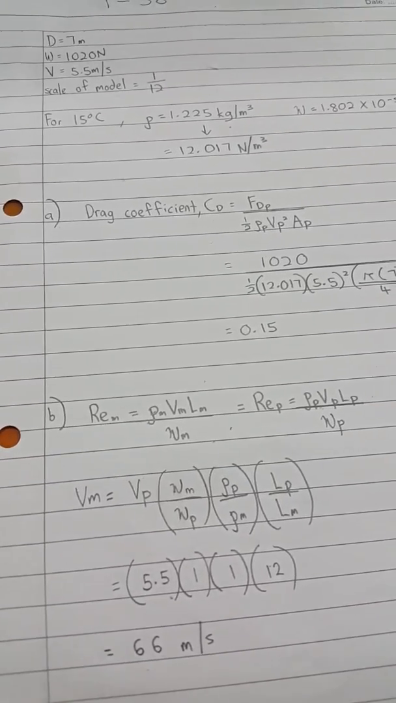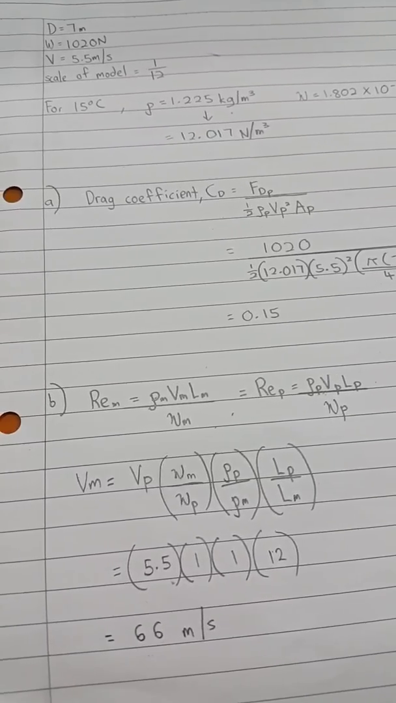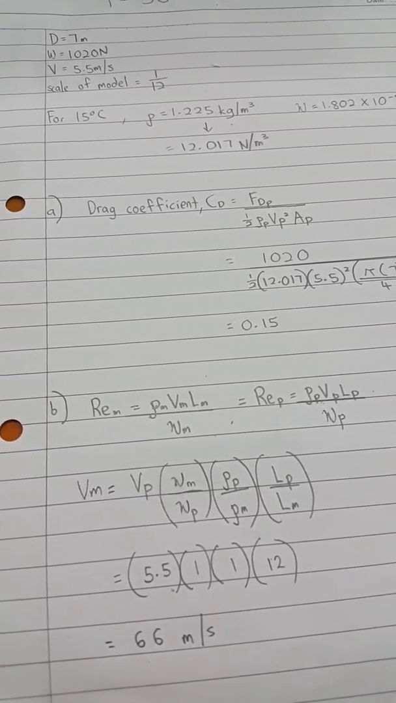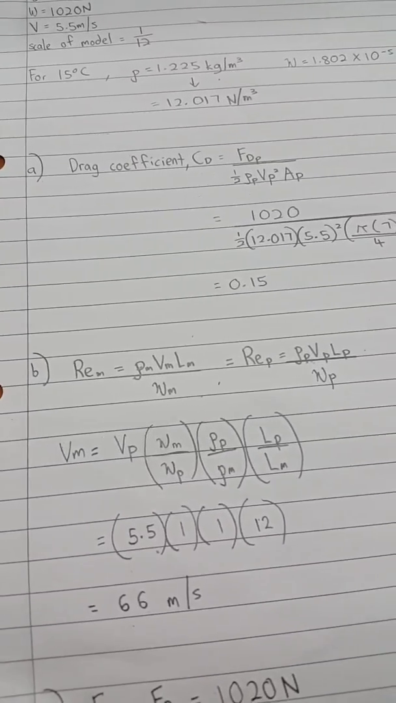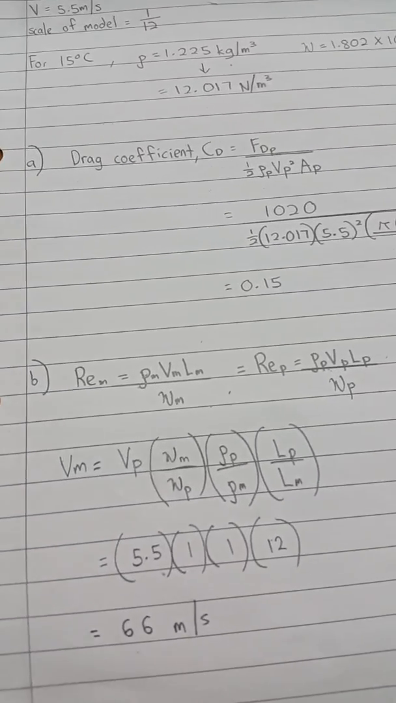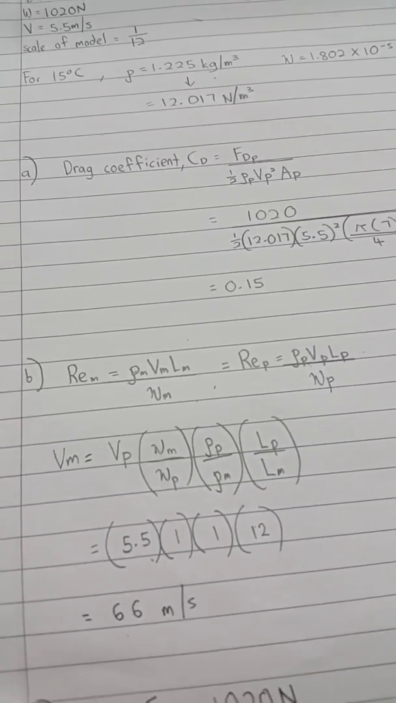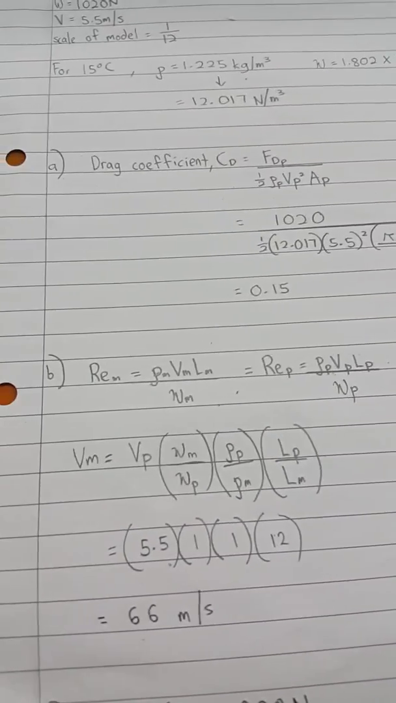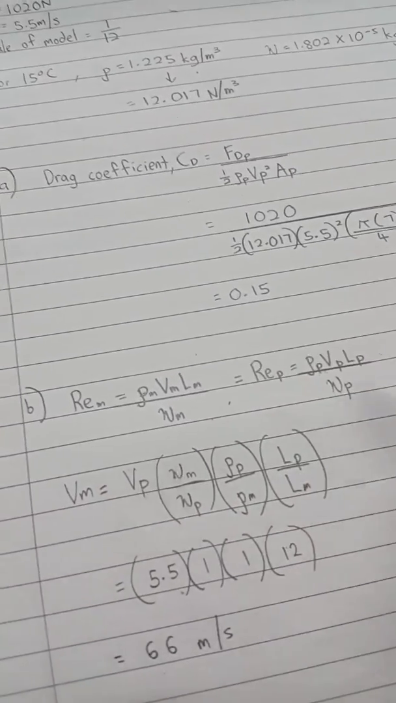So when we solve equation 1 for the unknown wind tunnel speed, where the wind tunnel speed is the velocity of the model, we'll have the following equation, where the velocity of the model equals the velocity of the prototype times the other terms. As we make the velocity of the model the subject, we bring all the other terms from this side to the other side.